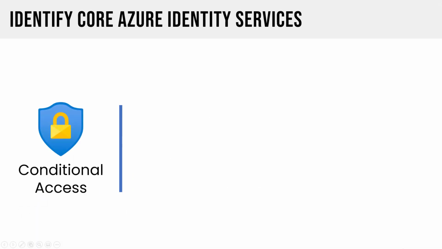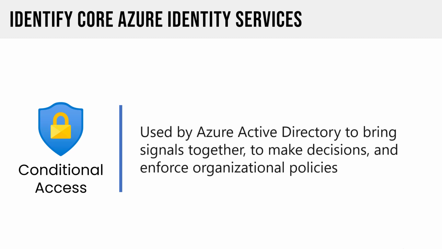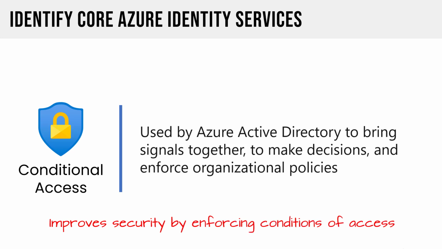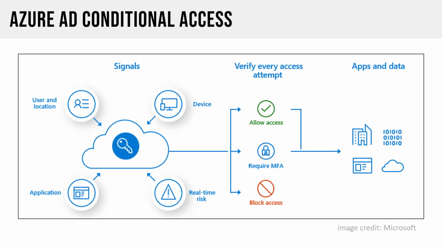So Azure AD Conditional Access. This is used by Azure Active Directory to bring signals together to make decisions and enforce organizational policies. It essentially improves security by enforcing conditions of access. And let me just explain what I mean by that.